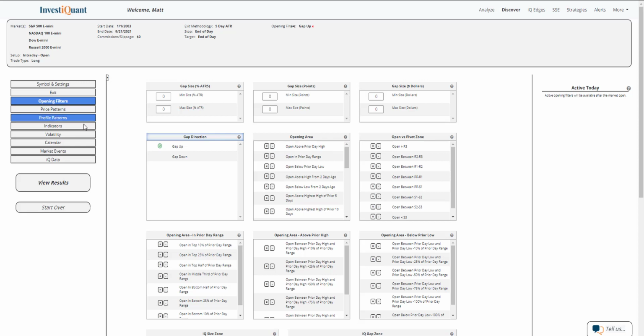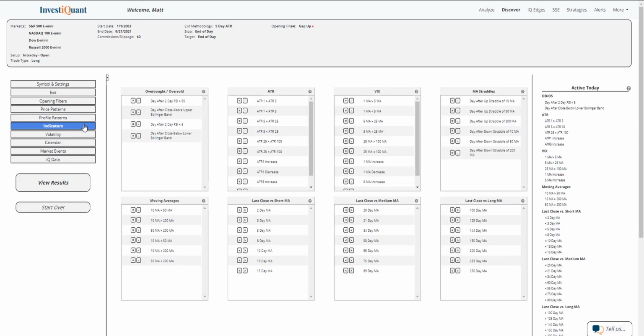Next, I'm going to go into the indicator section, and I'm going to select this oversold setting where you are below the lower Bollinger Band. I'm going to do that by clicking equals here next to day after close below the lower Bollinger Band, and then I'm going to put it below a 10 and above a 200-day simple moving average. So I just clicked below a 10 and now above a 200-day simple moving average. Now I can click view results.